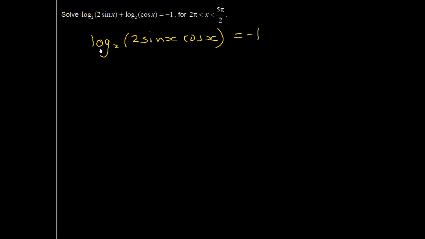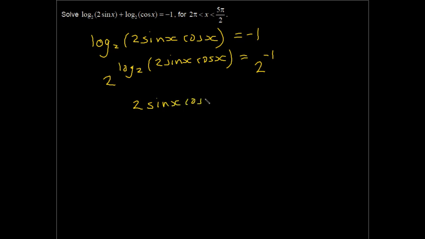Then what I'm going to do is raise this side to the power of 2 and raise this side to the power of 2, so I'm going to have 2 to the power of log 2 of 2 sine x cos x is equal to 2 to the power of -1. Then 2 to the power of log 2 cancels, so this is going to be 2 sine x cos x is equal to 1/2.